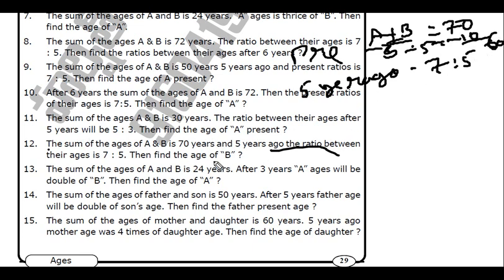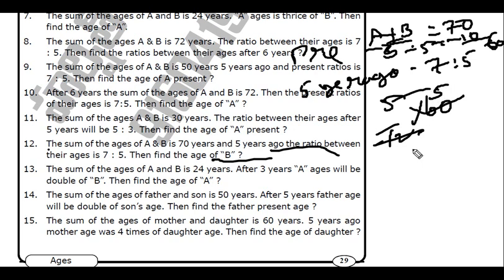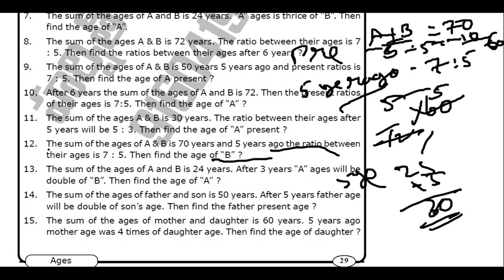Then find the age of B means 5 by 12 into 60. 12 5 years, 5 5 years, 25. This is 5 years ago, but he is asking present. 25 plus 5, 30. Now 30 is the present age of B.